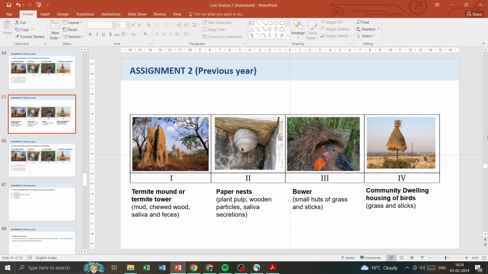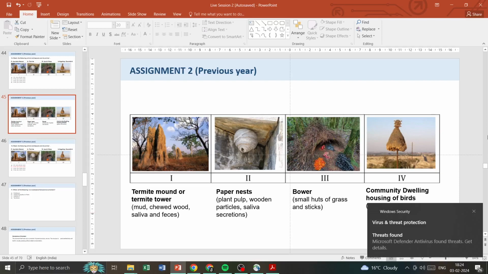So talking specifically about the images, the first image that has been added is a termite mound. It's called a termite mound or termite tower. It's a tower made by termites, and it is made out of mud. They chew wood and spit it, and then they create these mounds, just like bees do it with nectar.